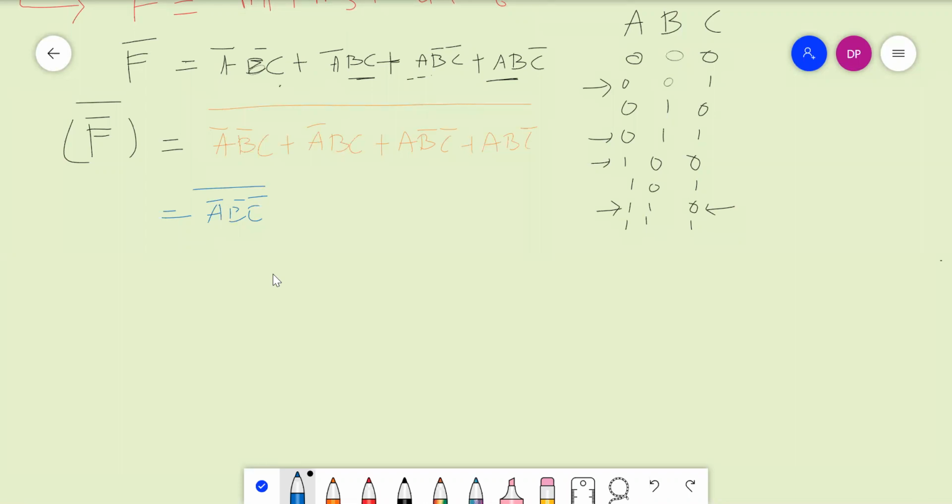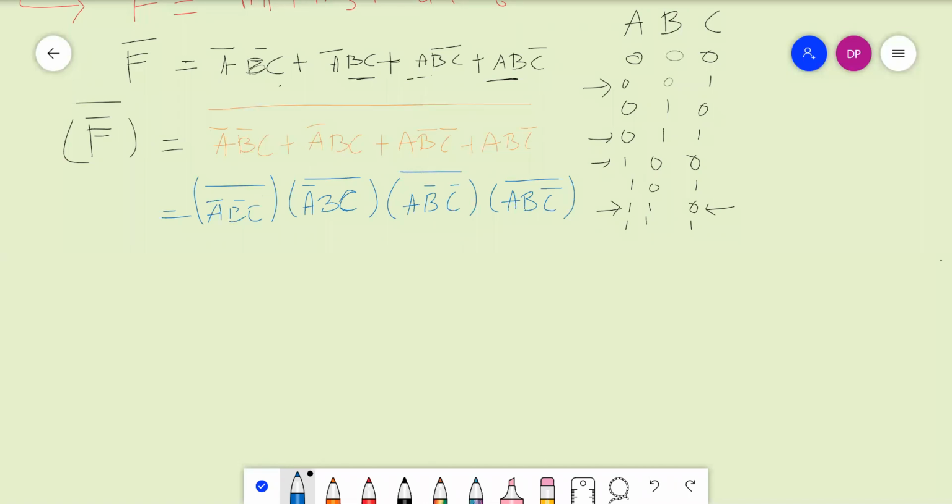Sir, C only, not C bar. Yeah, right. Dot, sorry, dot. A bar B bar C, dot A bar B C, dot A B bar C bar, dot A B C bar, whole bar.